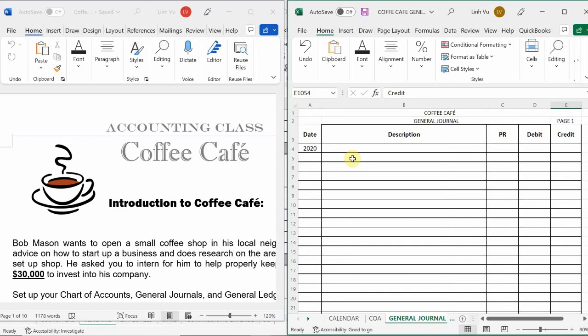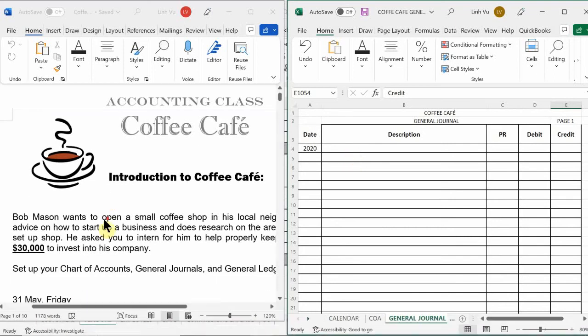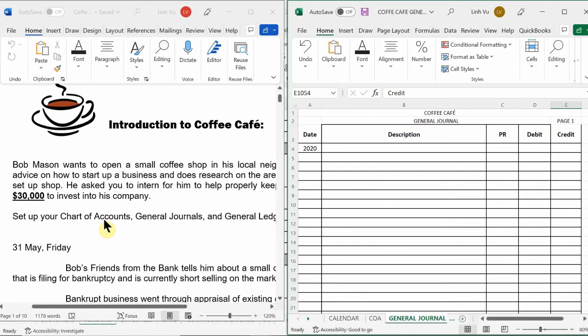Okay, so here's the introduction to Coffee Cafe. Yesterday, we gave a brief introduction that Bob Mason is one of our friends, and he decided to open up a little miniature coffee shop in his local neighborhood. So he asked you to intern for him as a bookkeeper slash accountant. Okay, and he has $30,000 to invest into his company.